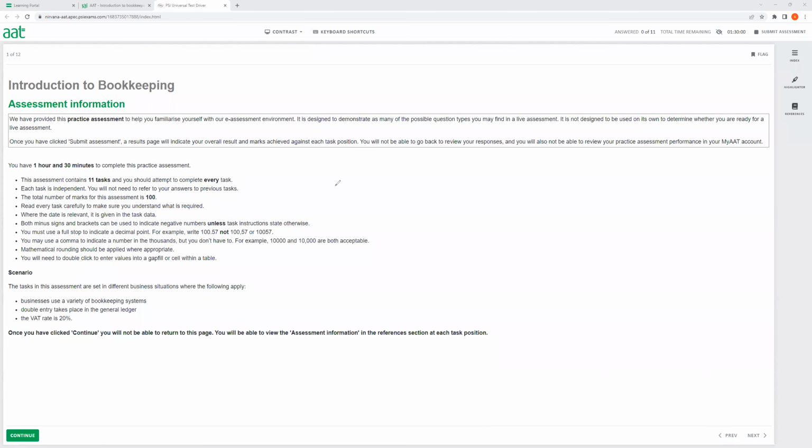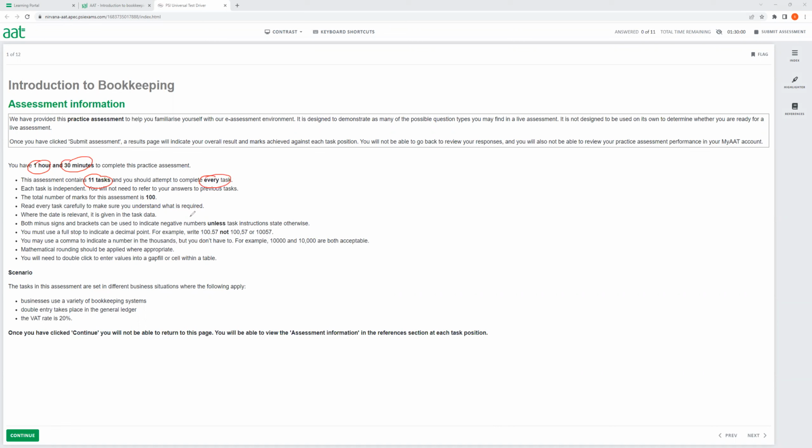The structure of the question we can see here. We have 1.5 hours, so 1 hour 30 minutes. We have to answer 11 tasks. So 11 questions need to be answered in order to pass this exam. Every question is mandatory, so you have to answer every single question. So you should attempt to complete every task.